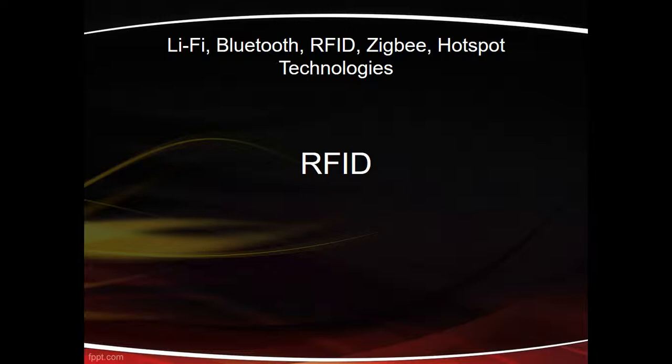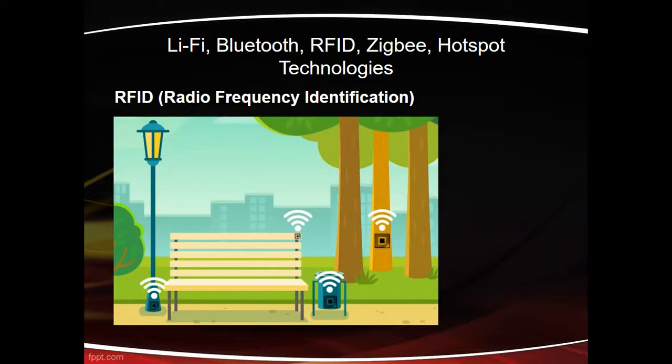It operates in frequency ranges such as low frequency, high frequency and ultra high frequency. Those things we can discuss later. So this is the RFID picture. You can use it for trash bins, lamps, benches and trees. So there are smart cities.